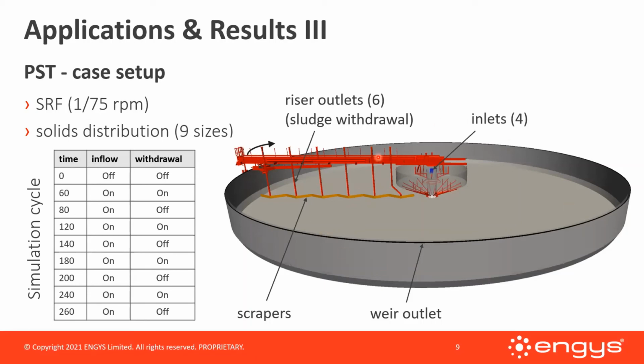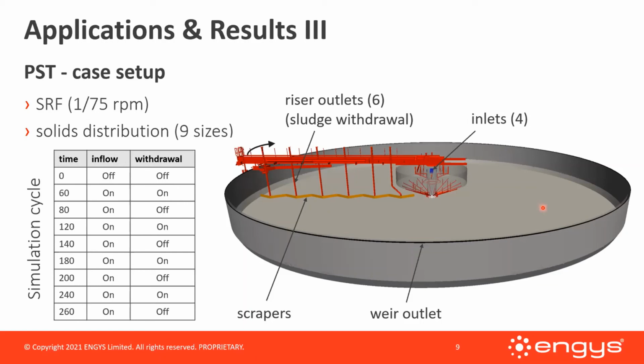At periodic intervals, the settled primary sludge is pumped out from in front of the scrapers through the pipes. This CFD analysis is performed using the multi-species settling solver, considering a distribution of 9 different particle sizes with different drift velocities. The simulation is carried out using a single reference frame, so the whole tank is rotating.